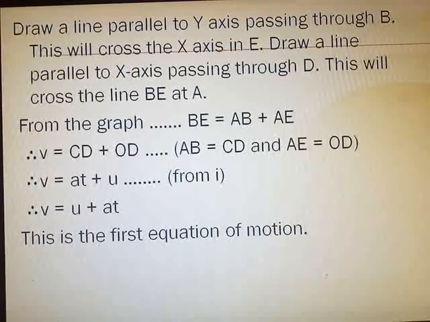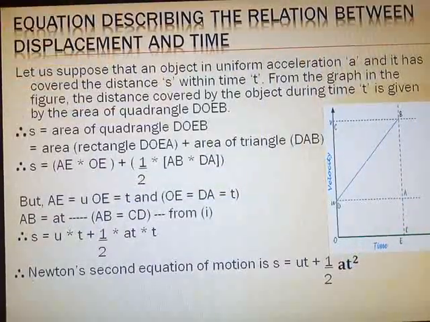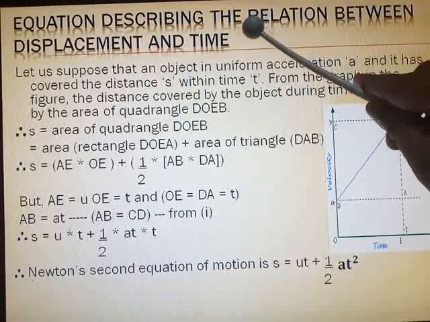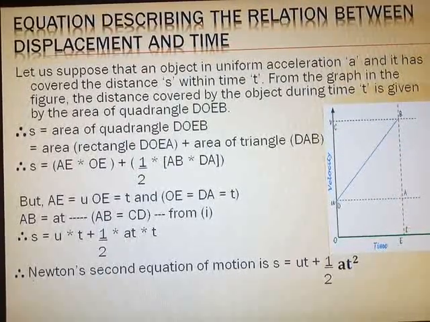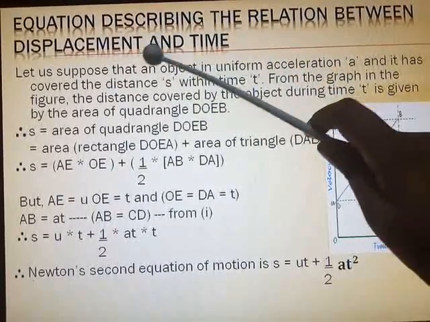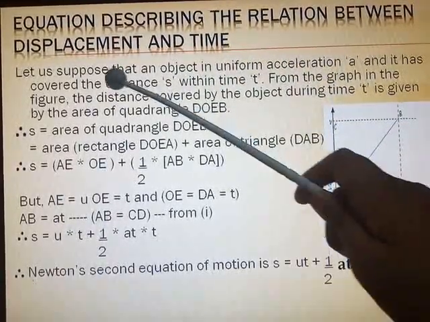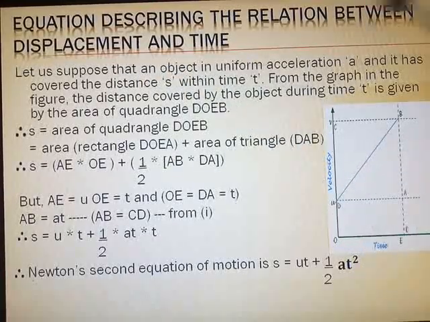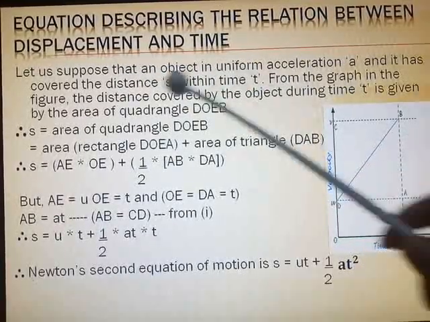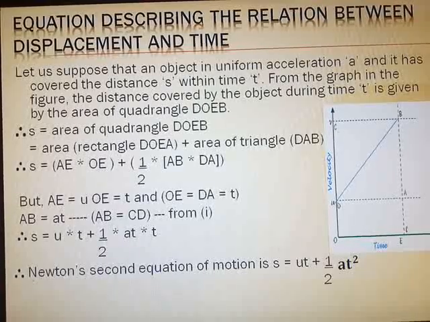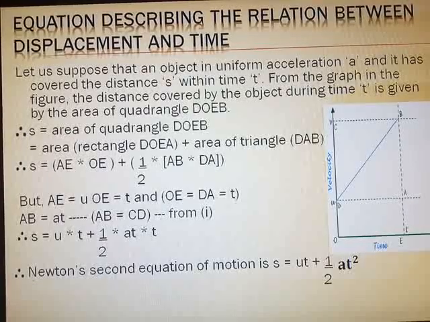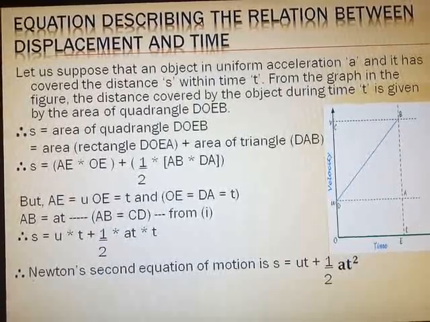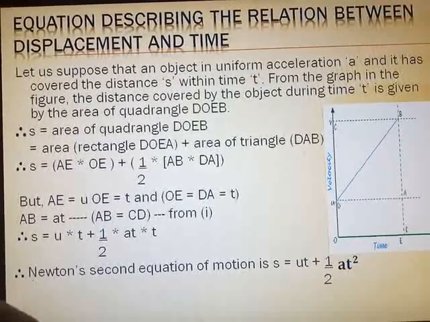Same graph we are going to refer to and derive the second equation of motion, that is the relation between displacement and time. Here again we are supposing that an object in uniform acceleration a has covered a distance s within time t. From the graph which is given in the figure, the distance which is covered by the object during time t is given by the area of quadrangle DOEB.